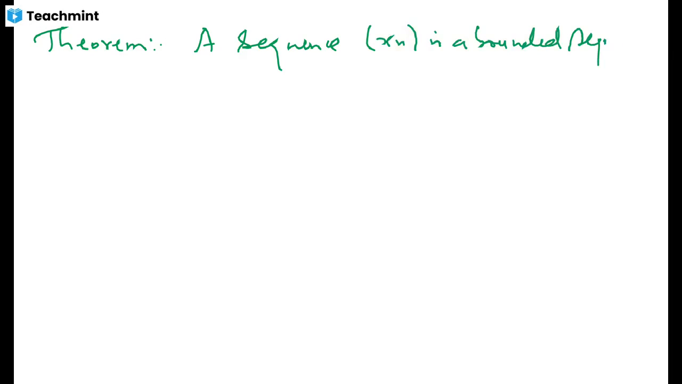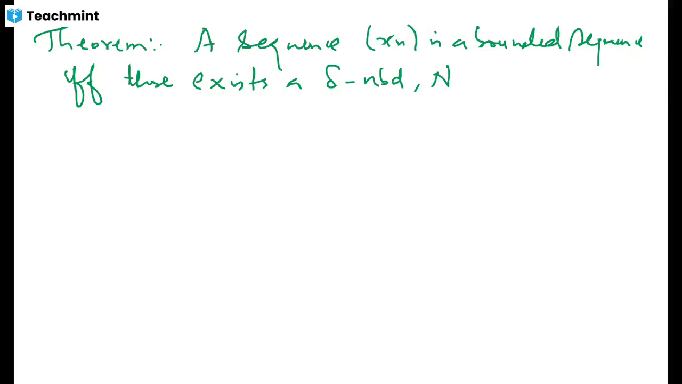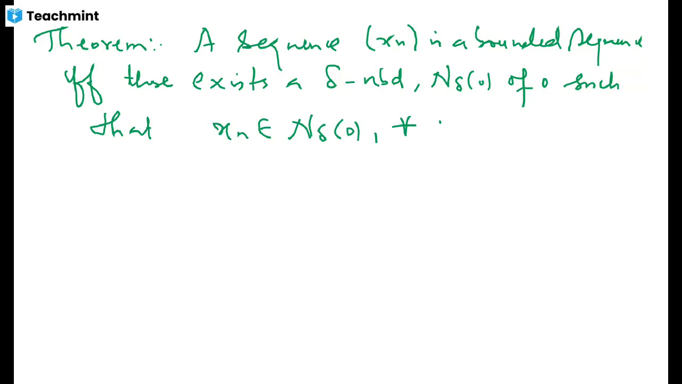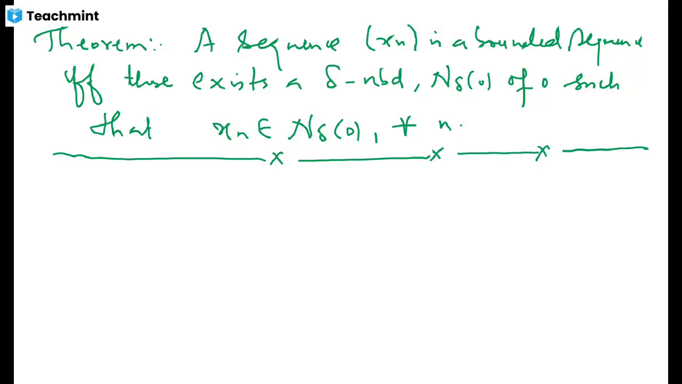So equivalently, we can keep this also in our record: a sequence xn is a bounded sequence if and only if there exists a delta neighborhood, say N delta of 0, such that each term of the sequence lies in that delta neighborhood. That is, this delta neighborhood contains all the terms of the sequence. This is the definition of the boundedness of a sequence in terms of the neighborhood, and it directly follows from the previous result. Indeed, the previous result is equivalent to saying this.